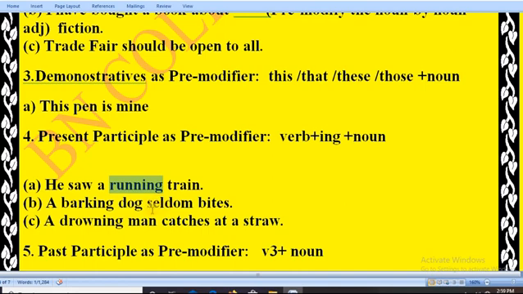A barking dog seldom bites. A barking dog. What type of dog? A barking dog. A running dog. A jumping dog. Sometimes the dog jumps, right? A drowning man. ডুবন্ত মানুষ মানে যে মানুষটা ডুবে যাচ্ছে। A drowning man catches a straw. That means যতক্ষণ শ্বাস ততক্ষণ আশ। That is the meaning of the sentence.